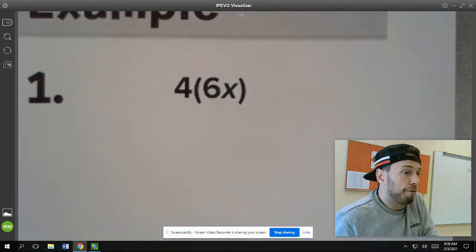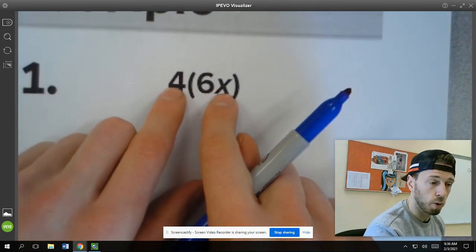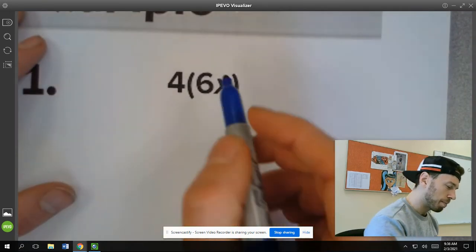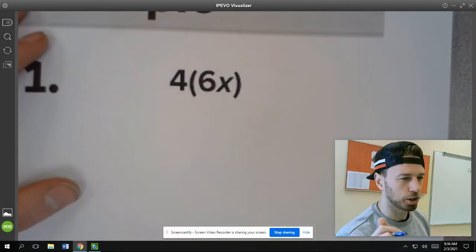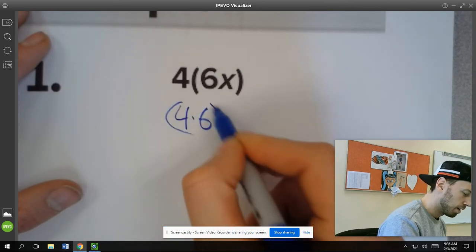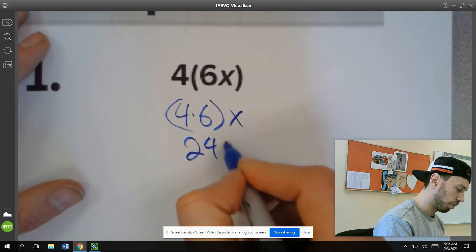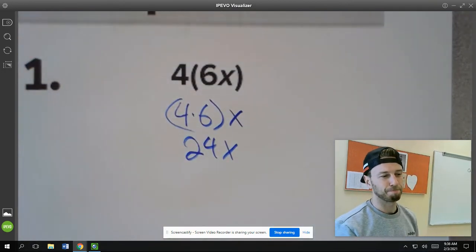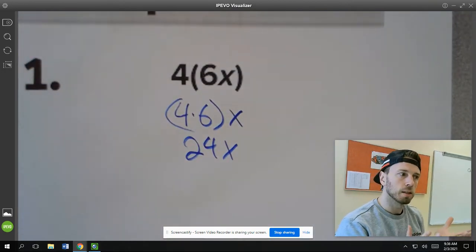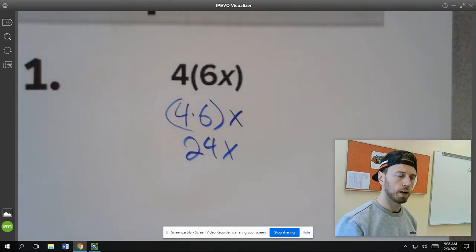Or we could just look at the coefficient and multiply it, because if you really think about it, this is 6 times x times 4. And if you'll remember, the associative property says I'm allowed to, instead of doing the 6 times x first, I can do the 4 times 6 first, which is just 24, and then times the x is 24x. That seems kind of simple, but it's really important to understand that process, right? 6x times 4 is 24x.